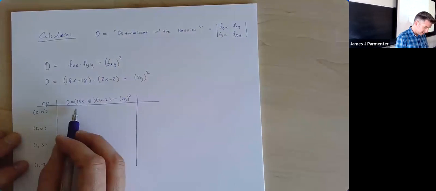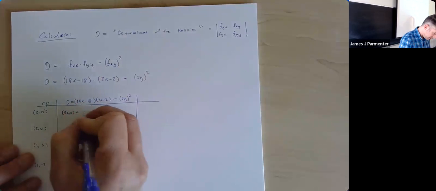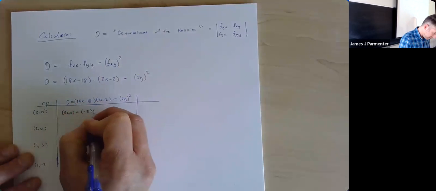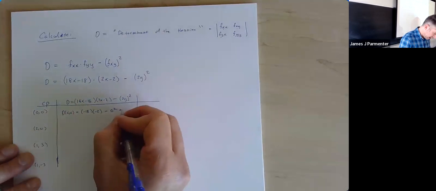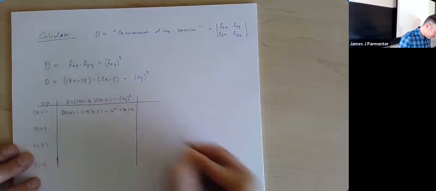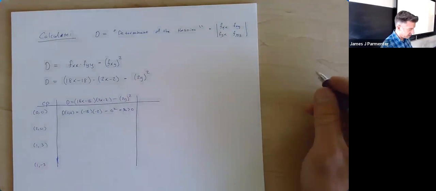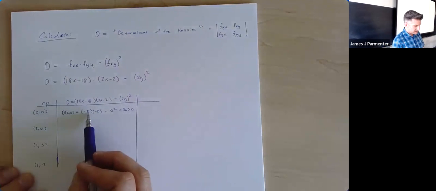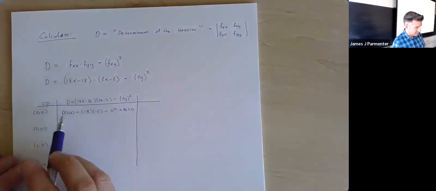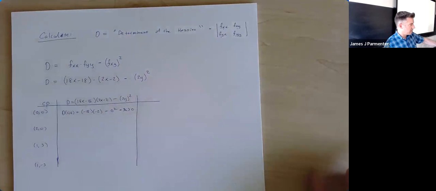So I plug in (0, 0), let's see what we get. D of (0, 0) is going to be negative 18 times negative 2 minus 0 squared, which is positive. I guess I could say it's 36. So if capital D is positive, here's what I think about it. For capital D being positive, it's not always the case, but it's often the case that fxx and fyy actually have the same sign.